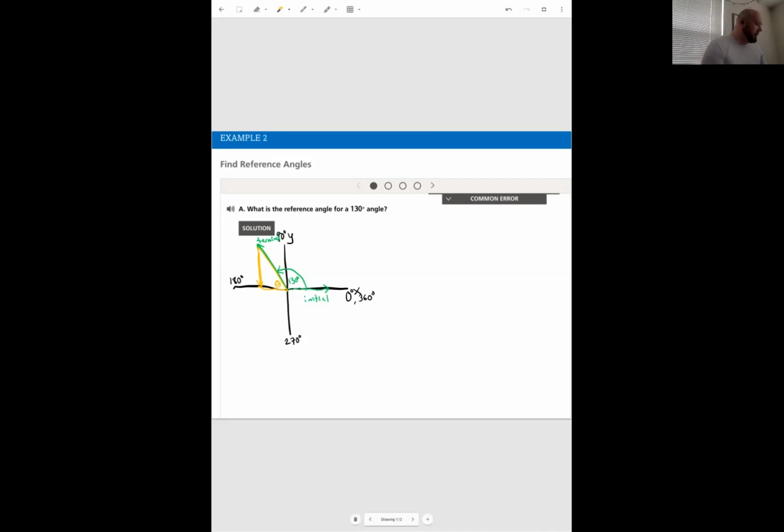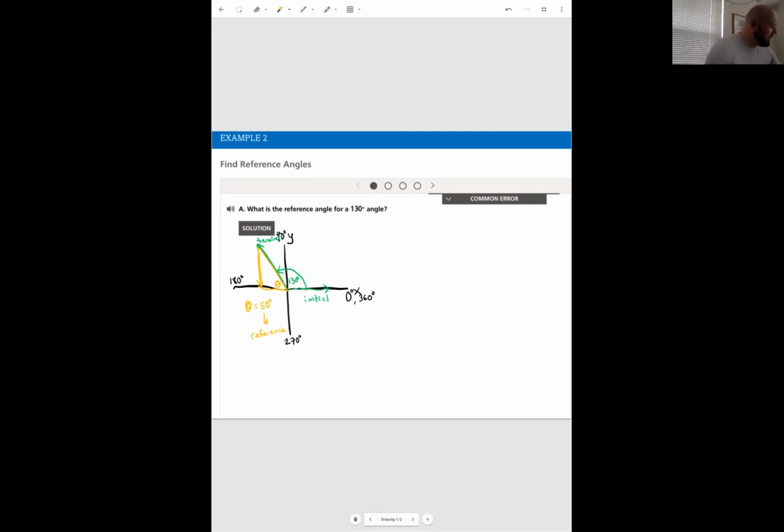So again, just like we looked at in example 1, a straight line is 180 degrees. Your green section here is 130. So that means theta has to be 50 degrees. And that is your reference angle for a 130-degree angle.